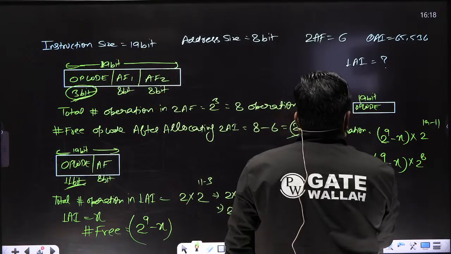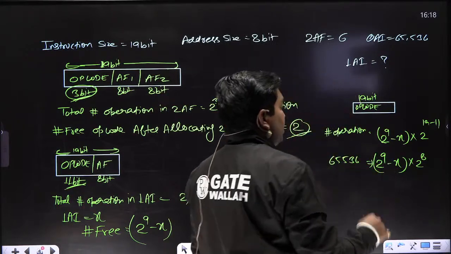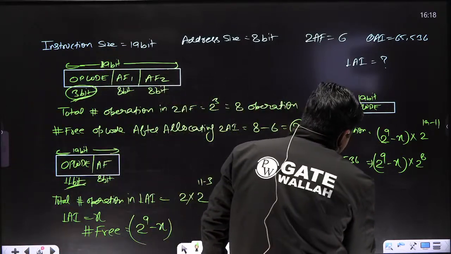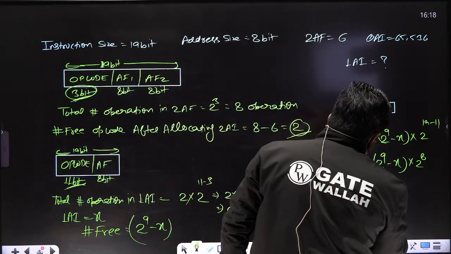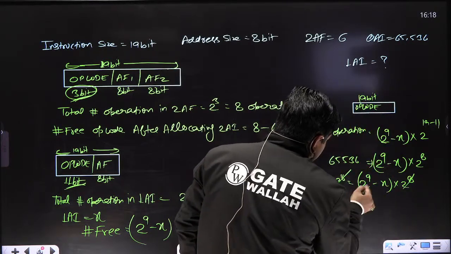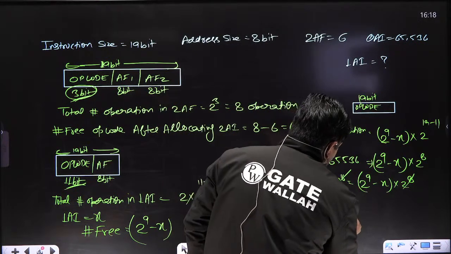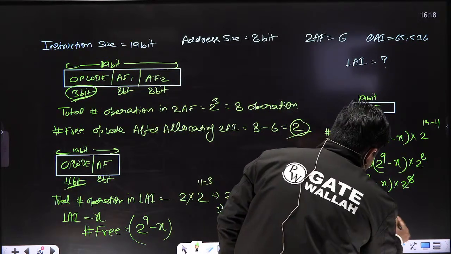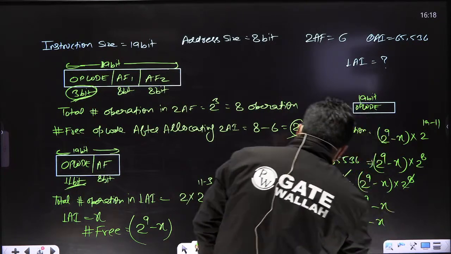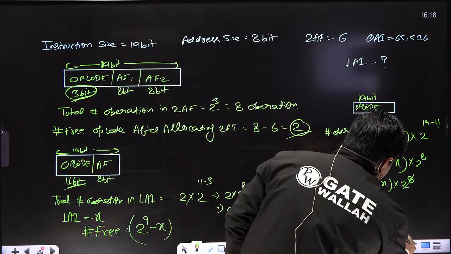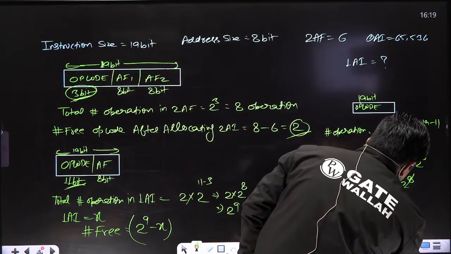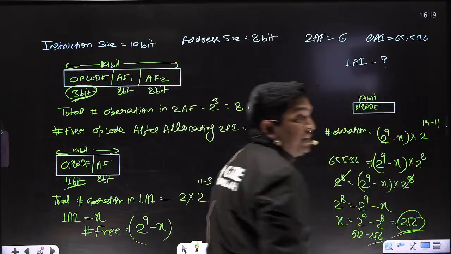That is equivalent to 65,536. Clear, everyone? 65,536 you can write as 2 raised to power 16. So 2 raised to power 9 minus X multiplied by 2 raised to power 8 equals 2 raised to power 16. This will cancel out. Then we are getting 2 raised to power 8 equal to 2 raised to power 9 minus X. So X value will be 2 raised to power 9 minus 2 raised to power 8. You will get 256. 512 minus 256, my dear. So 256 is the right answer.